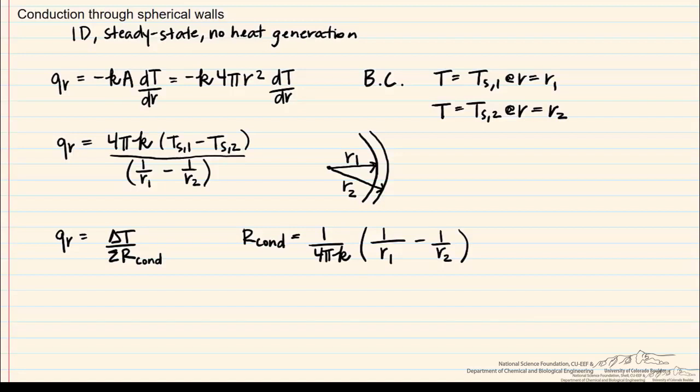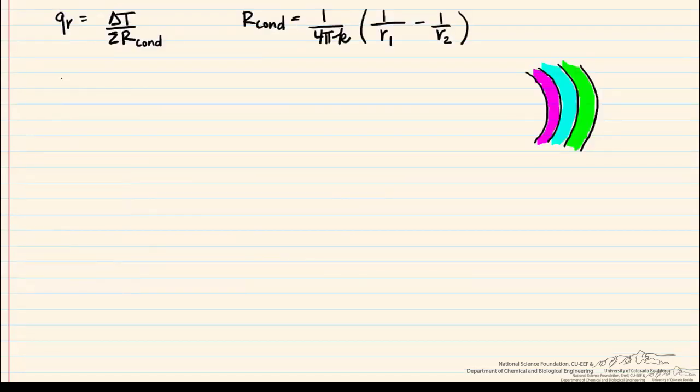However, spherical containers often have more than one material, especially if insulation is needed. So let's look at a more complicated situation where we have more than one shell with different materials. So if we say that this material has a thermal conductivity k1, this k2, and this k3, and we measure our radius, so here's our r1, r2, r3, and all the way to the outside, which is r4.